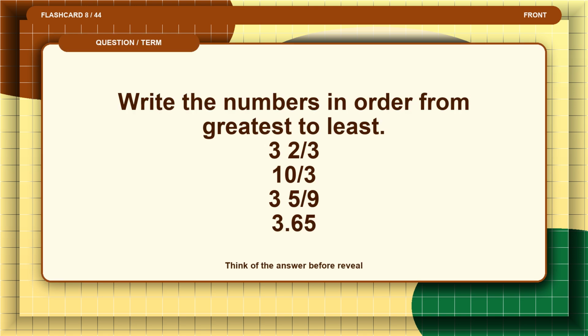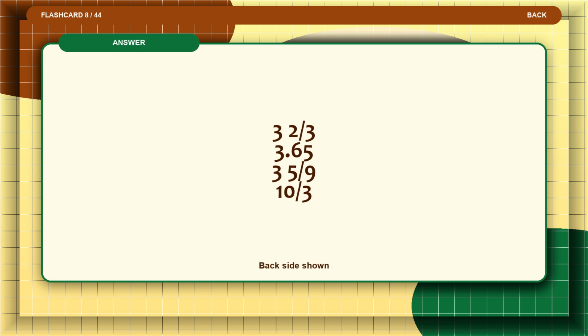Flashcard 8. Write the numbers in order from greatest to least. Think of the answer before the reveal. The answer is shown on screen.